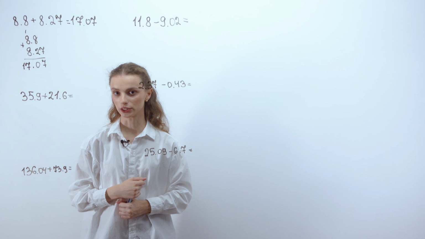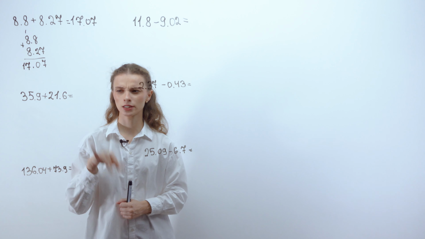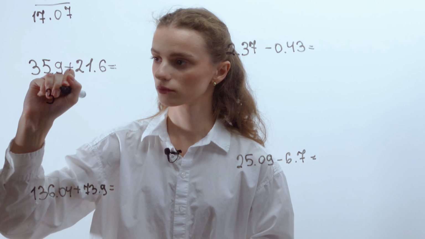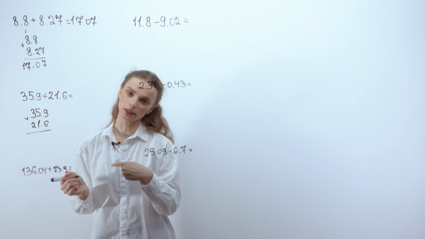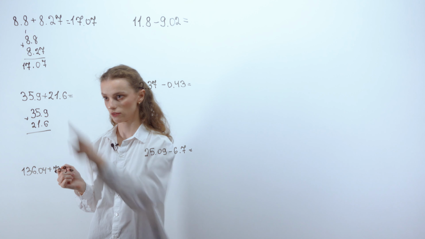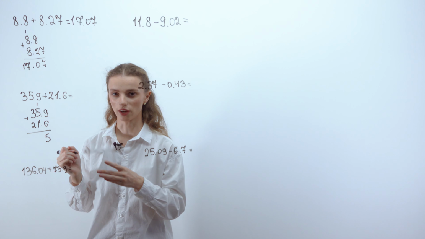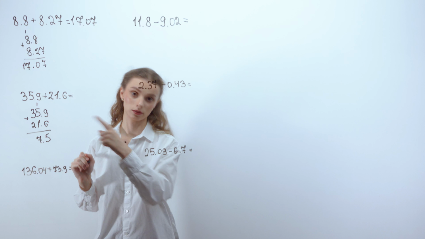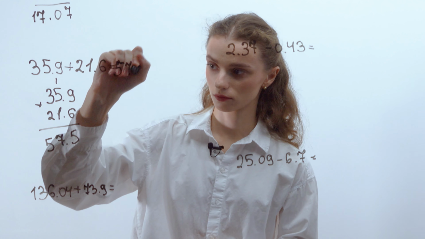Let's go and do another example. We have 35.9 plus 21.6. How to do it? Use the standard algorithm and align your decimal point. 9 plus 6 is going to be 15, so write down 5, 1 on top, 5 plus 2 is going to be 7, and 3 plus 2 is 5. And the final answer is 57.5.